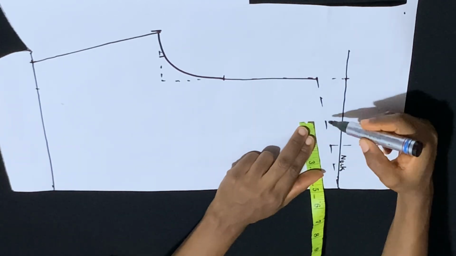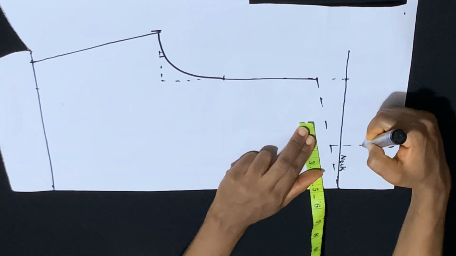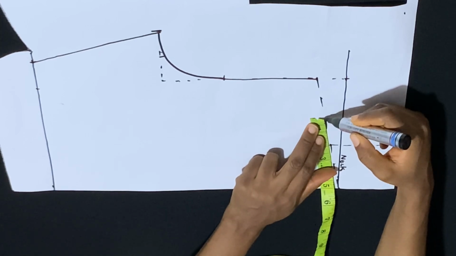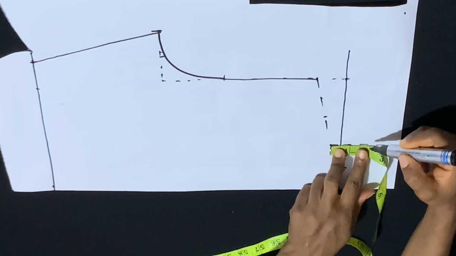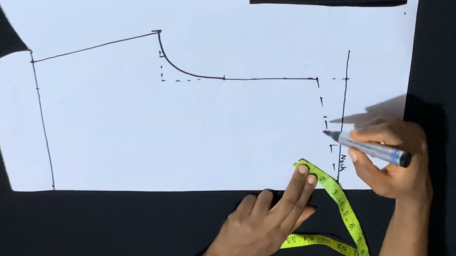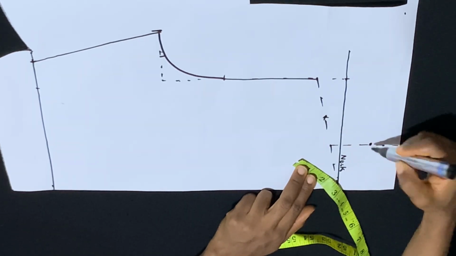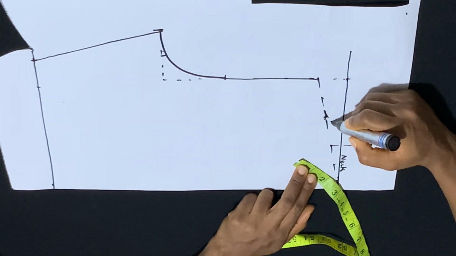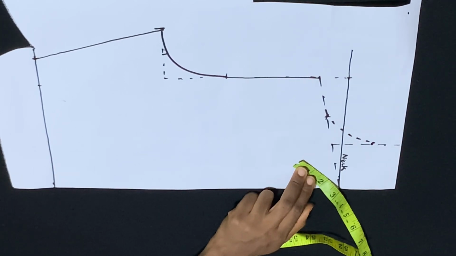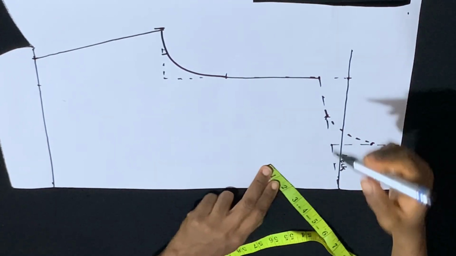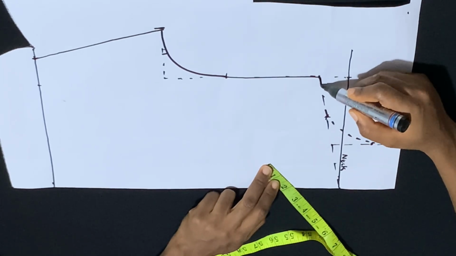So I'm going to create a curve from here. So I'm making my curve 2 inches by 2 inches, the arc. So this is the point. So I'm going to create a curve. So if I trace out, this is what I have.